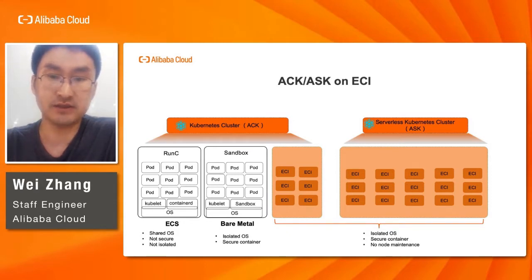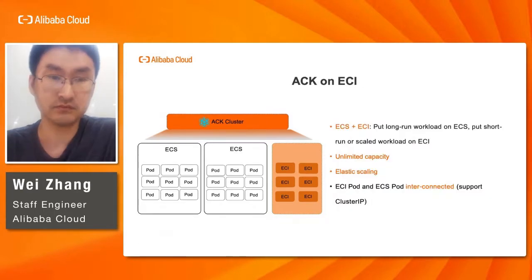We call it ASK. In an ASK cluster, all pods are ECI instances. There is no node to manage. It's a completely nodeless architecture. In ACK on ECI architecture, normal pods and ECI pods coexist in one cluster. Normally, users can put a long-run workload on ECS nodes and put a short-run or scaled workload on ECI. This way can optimize total cost efficiently.